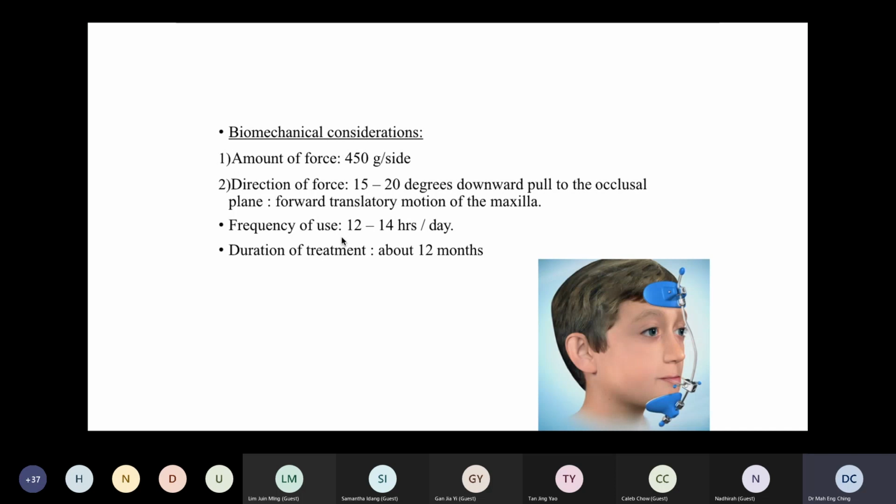So the duration of treatment is about 12 months, which is about a year or less than a year. And after that, they follow with this monitoring procedure. It means after you achieve the result, then you monitor whether the result is stable or not. So the duration of treatment is about 1 year.